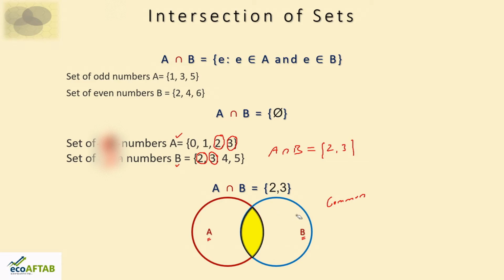This is shaded by A intersection B. In this A intersection B we have 2, which is common to A and B, and 3 too.